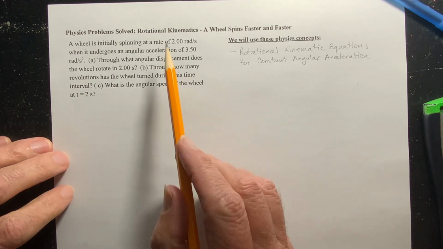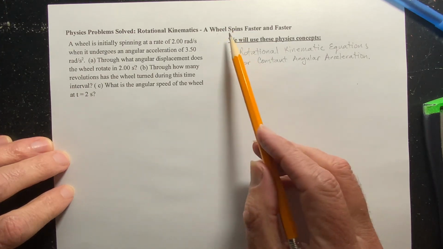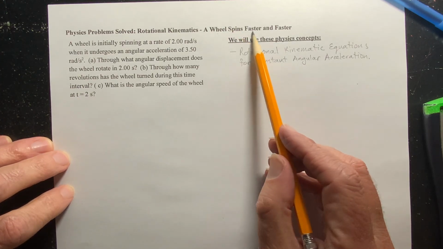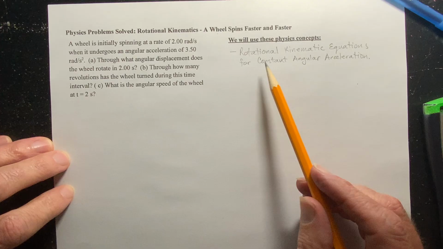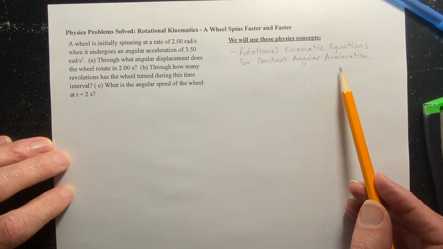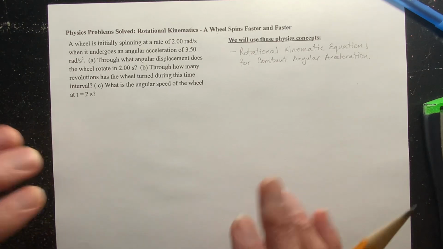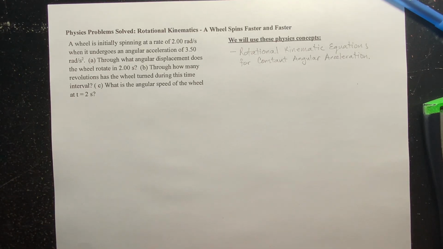And I've got a rotational kinematics problem for you. It's a very simple problem, just a wheel spinning faster and faster. And we're going to be using the rotational kinematic equations for constant angular acceleration. This is kind of a beginner problem. If you've just been introduced to rotational kinematics, this is a good problem for you to practice on.